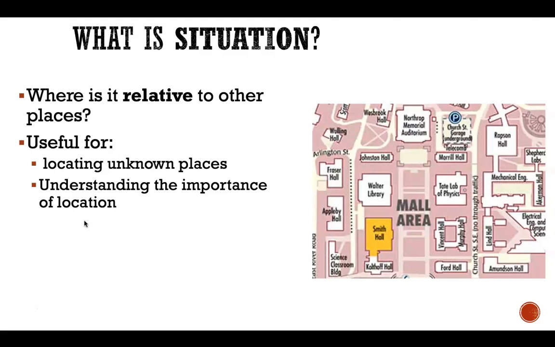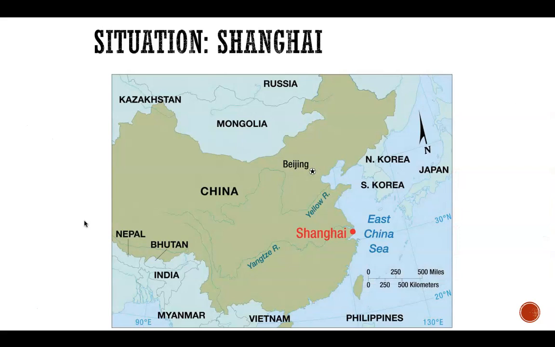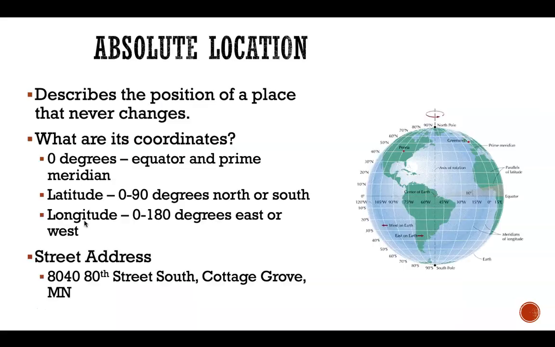Every port city, right? Everything on a coast is situated next to an ocean, right? So that's important. So we see situation, right? Shanghai is located right at the mouth of the Yangtze River and where it meets the East China Sea. So that's pretty important. It's situated right there, right?